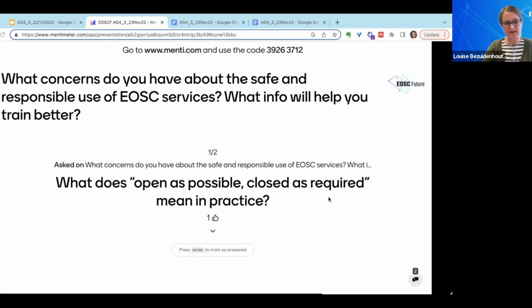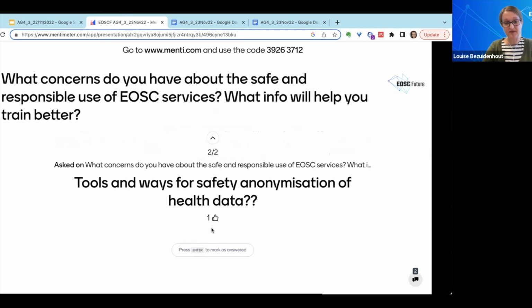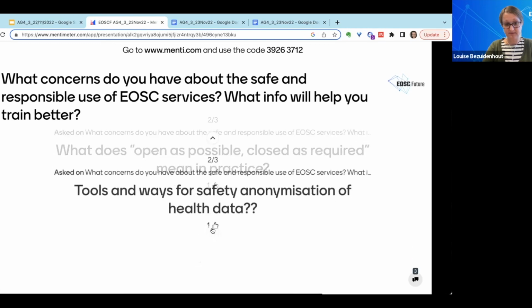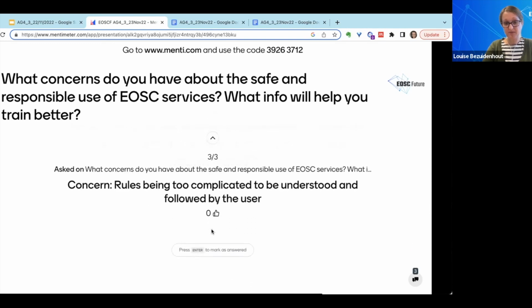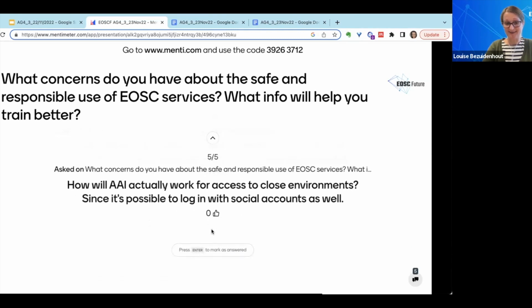Okay, so we've got one question. What does "as open as possible, as closed as necessary" mean in practice? Tools and ways for safe anonymization of health data. Okay. Rules being too complicated to be understood and followed by the user. What if a researcher has access via institution, but then in between contracts and loses access temporarily? Getting some great questions here. How will AAI actually work for access to closed environments, since it's possible to log in with social accounts as well?